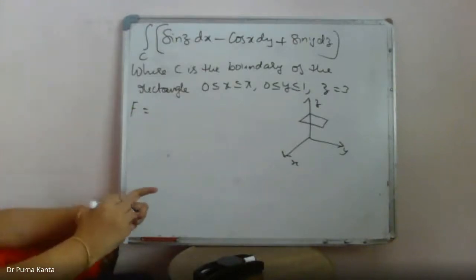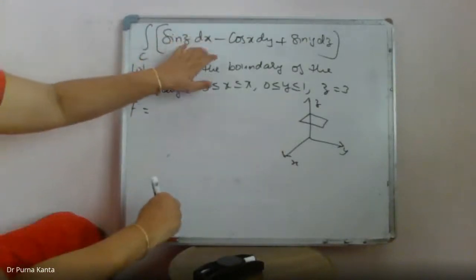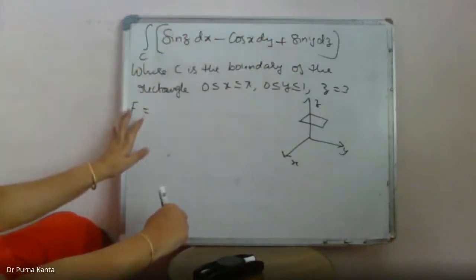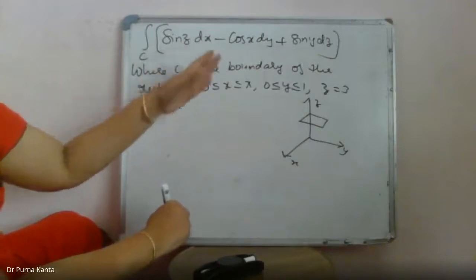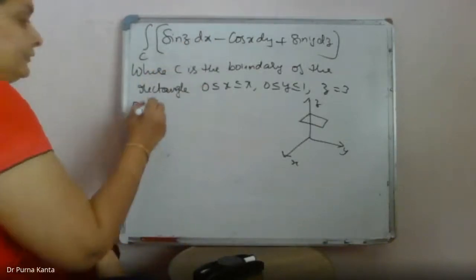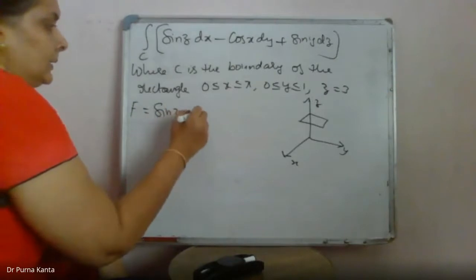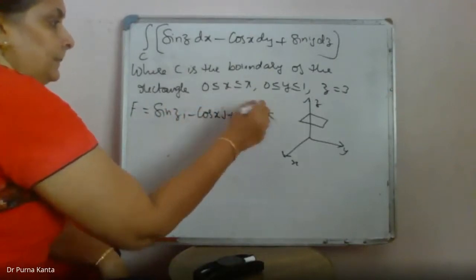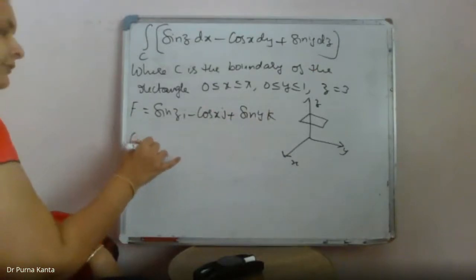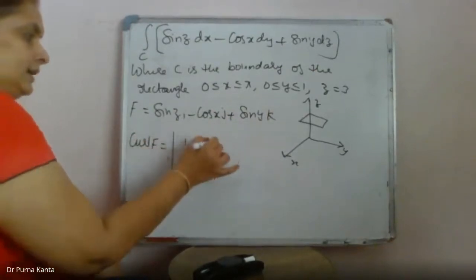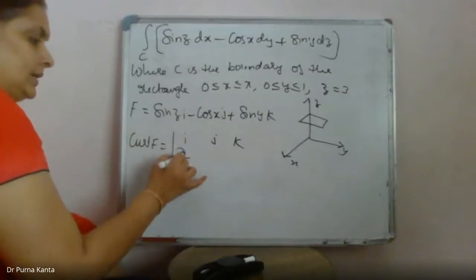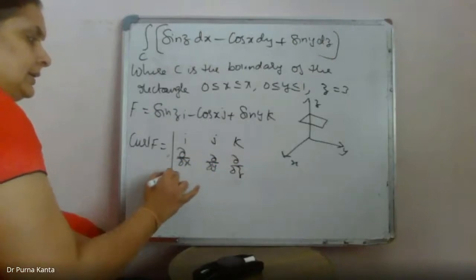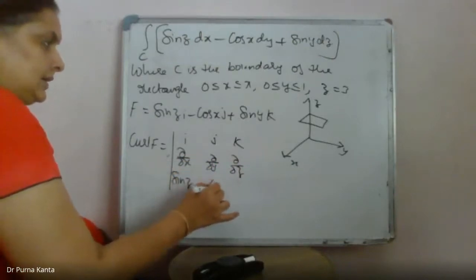Same like the last one. Here also we are given the form of f1 dx plus f2 dy plus f3 dz. So from this we can write the vector f as f1 i plus f2 j plus f3 k. So we'll write down first the vector f, which is sin z i minus cos x j plus sin y k. So for this we'll calculate curl f. Determinant of i, j, k, ∂/∂x, ∂/∂y, ∂/∂z, sin z, minus cos x, sin y.